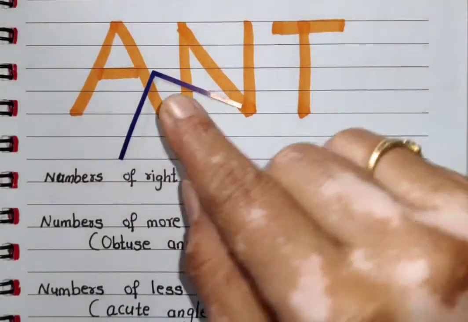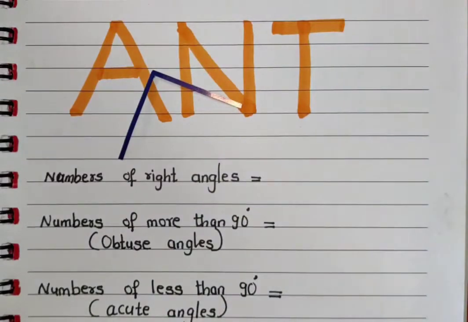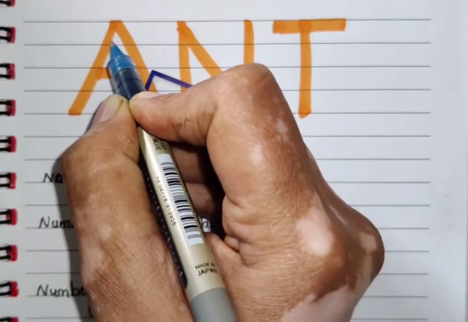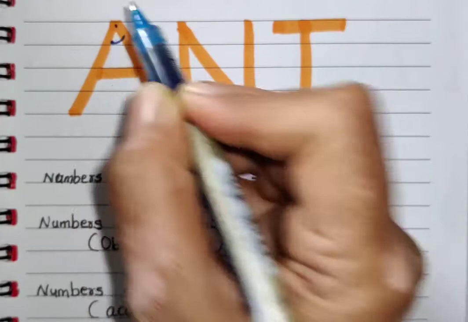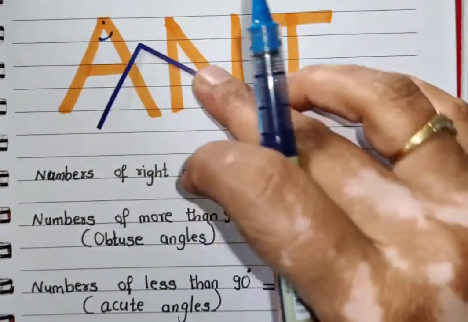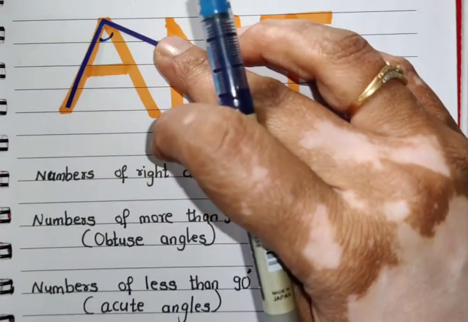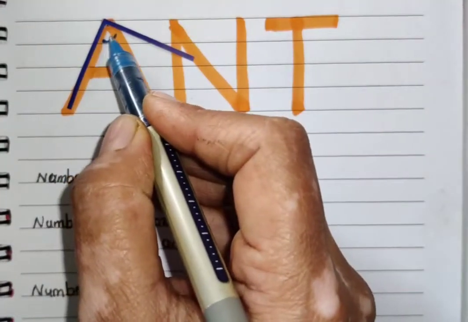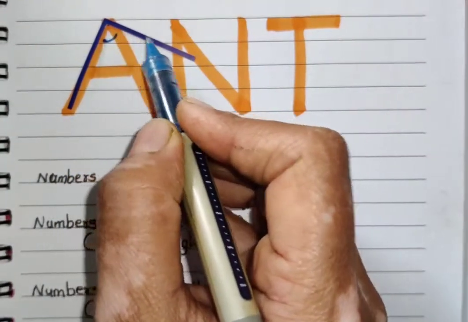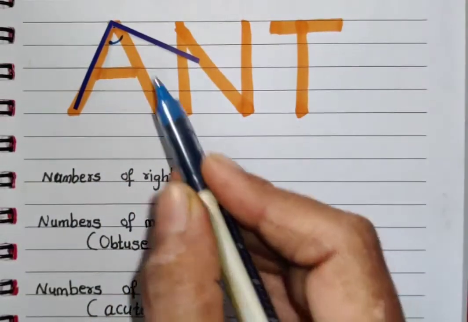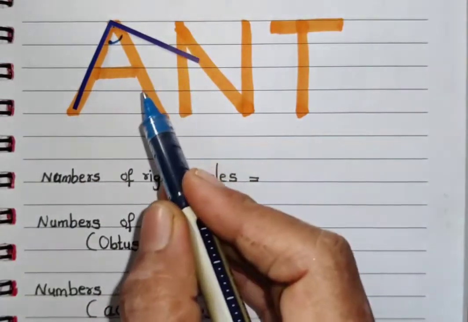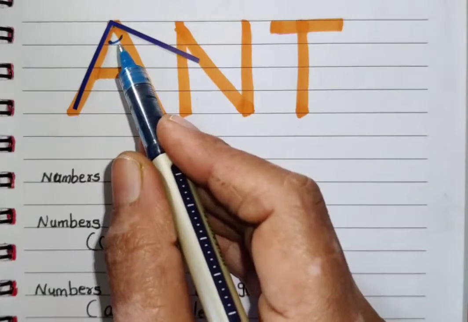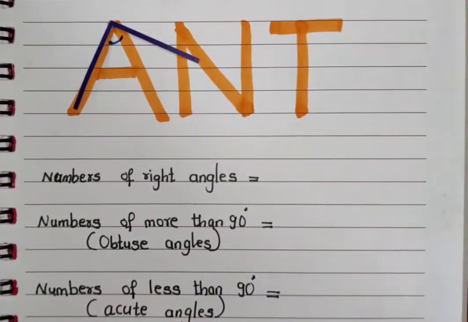Okay, so let's begin. Suppose I want to know what this angle is. This is the vertex, right? So I'm going to keep this on the vertex. Could you see like this? Now as you could see, the angle formed has not reached 90. This side is within the 90. So what kind of angle is this? Acute angle, right? It is an angle which is less than 90.